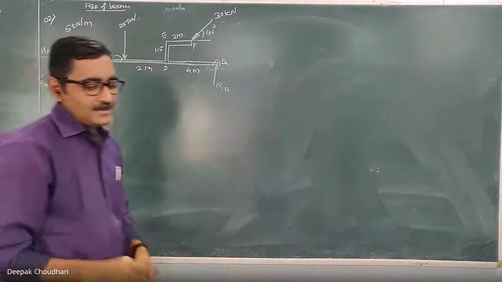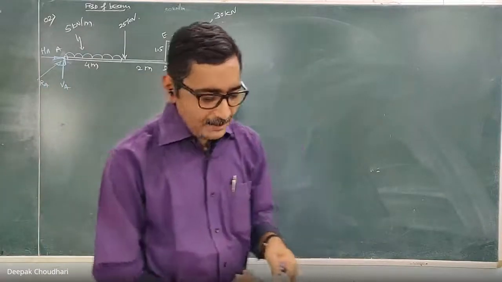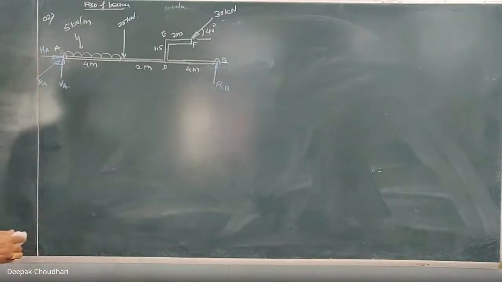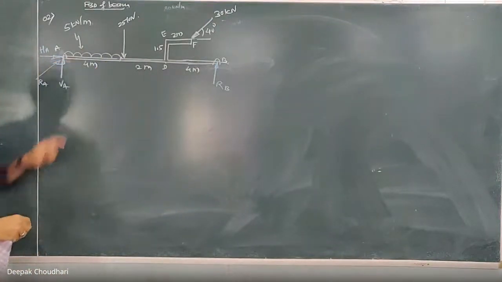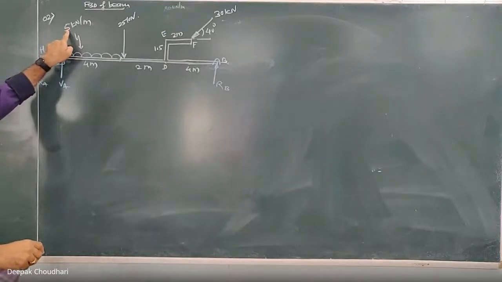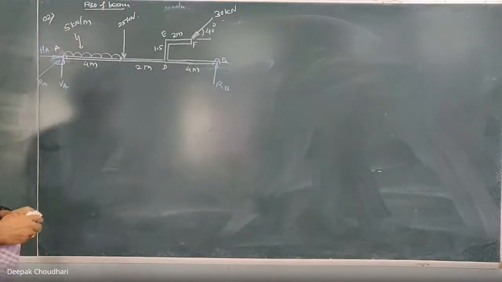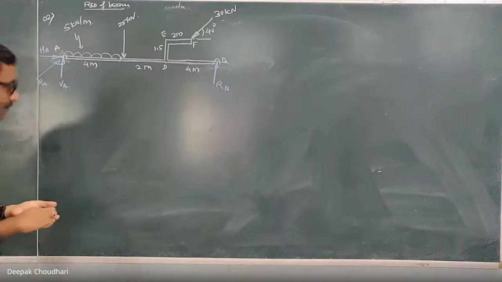So the first step is to draw the FBD, and in that FBD, instead of the support, I have shown the support reaction. Now you have to convert this distributed load into an equivalent point load. The distributed load has an intensity of 5 kilonewton per meter spread over a length of 4 meter, so the equivalent point load will act at the midpoint of this length.